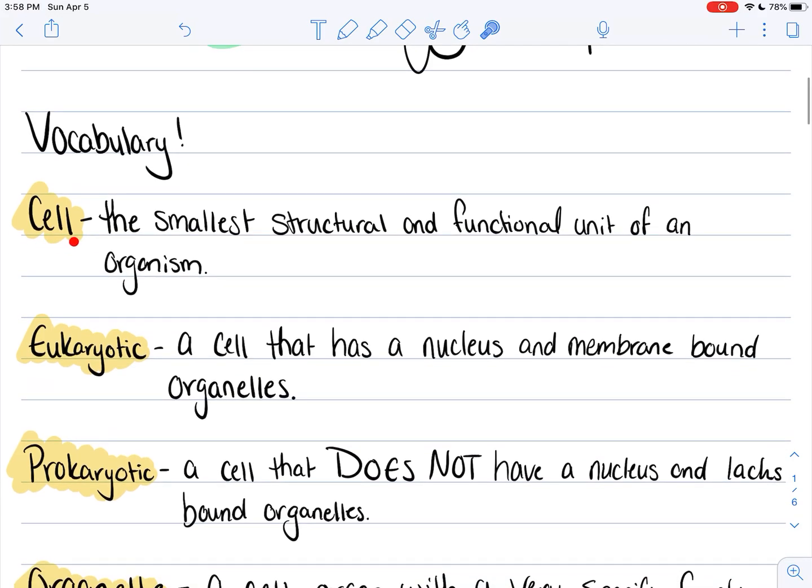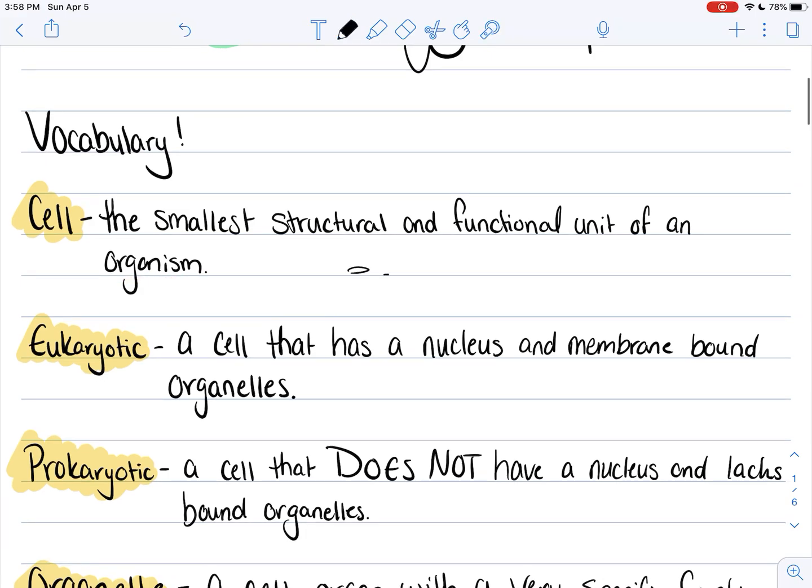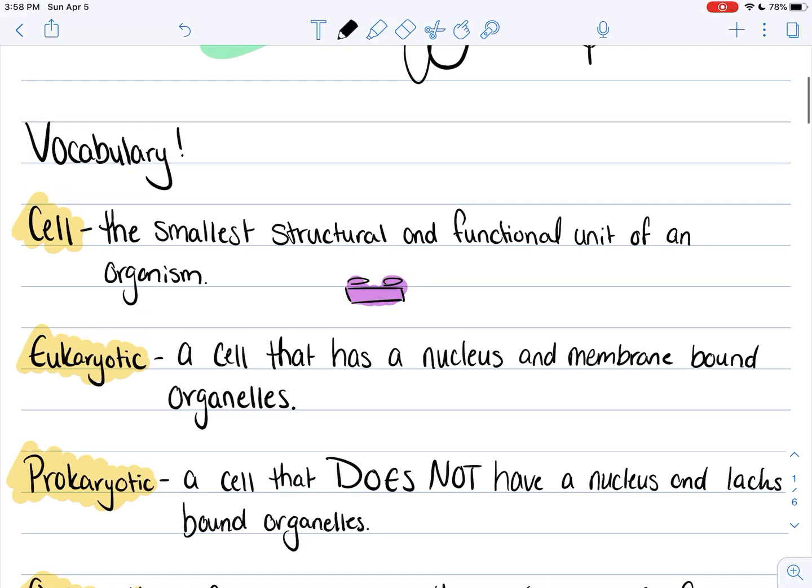We're going to start off with the cell. The cell is the smallest structural and functional unit of an organism. Think of a cell like you would a single Lego brick. If you have one Lego brick, you can't really do a lot with it. But if you have a whole bunch of Lego bricks, you can make a great big Lego tower.